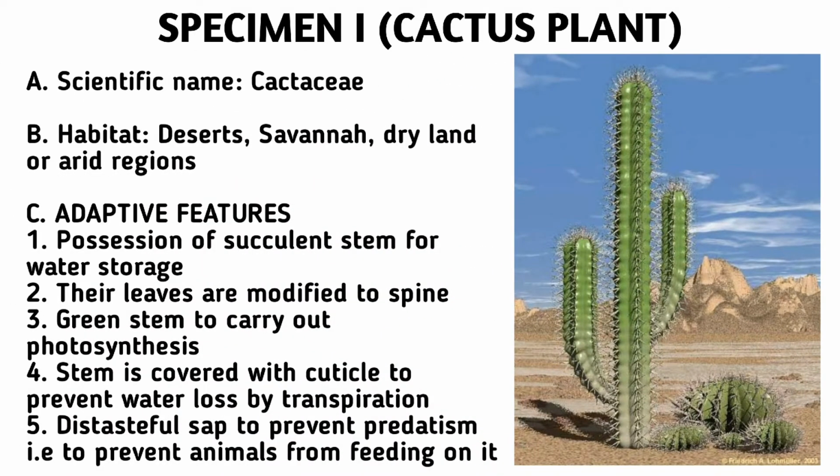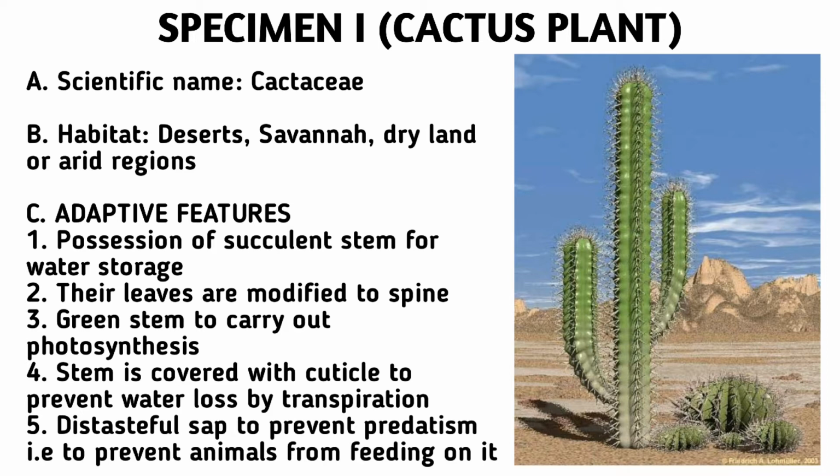Moving on, specimen I is the cactus plant. It is a common desert plant and it's a terrestrial plant. Terrestrial because it lives on land. The scientific name is the cacti, and its habitat or its dwelling home. The habitat means the dwelling home or the natural place where you can find this organism. So it's found in deserts, in the savanna, the dry land, or the arid region.